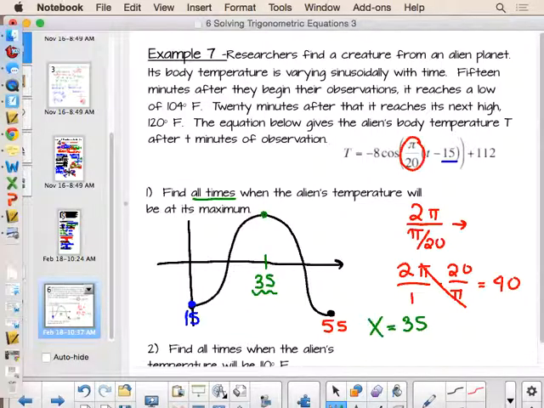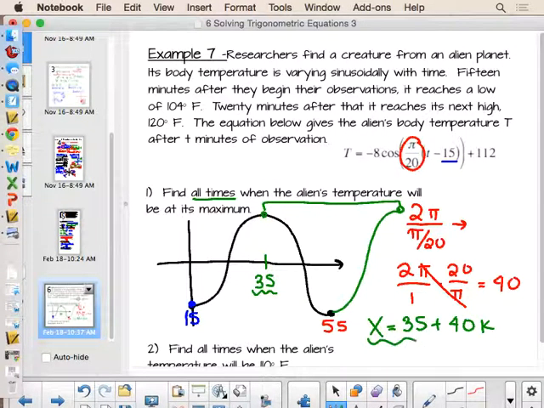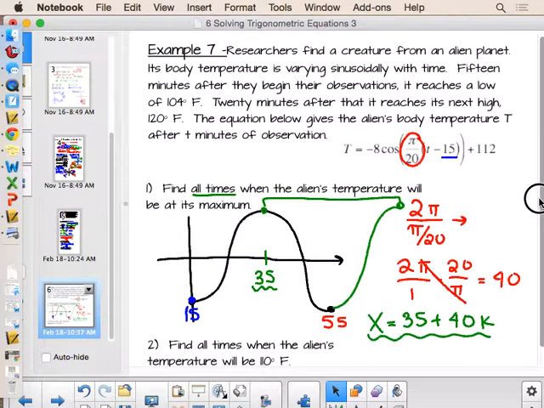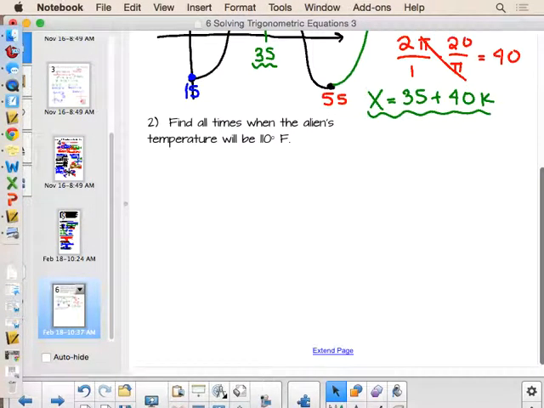Now, when will be the next time that I hit it? Well, that's just going to be a length of the full period. Okay? Now, my period is 40, so I'm going to have an equation of plus 40k. So x equals 35 plus 40k. Again, could you do this one algebraically? Absolutely. But why not use a little bit of logic? Because we've already seen problems like this.